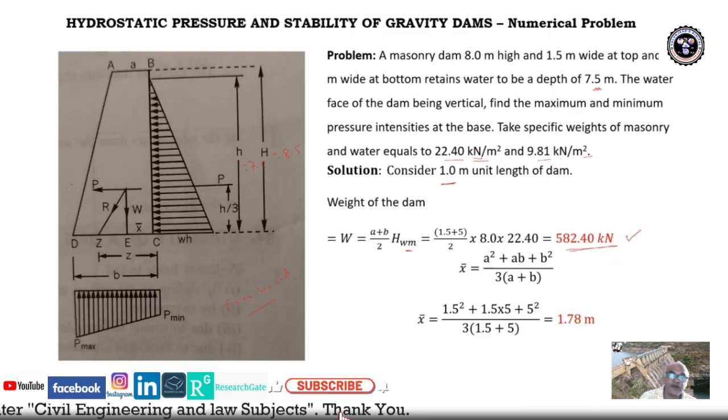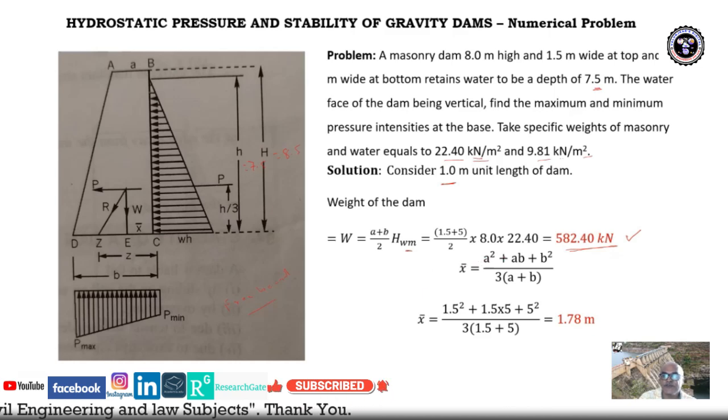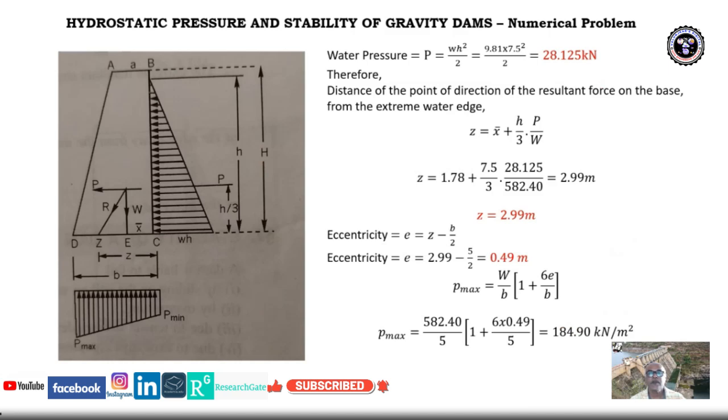Find out the X bar value. X bar is (A square plus AB plus B square) upon 3 times (A plus B), that is the center of gravity or the centroid. So X bar is equal to 1.5 square plus 1.5 into 5 plus 5 square, and substituting the values we get X bar as 1.78 meter. Then water pressure, P is equal to wh square upon 2, that is wh into h upon 2. So 9.81 into 7.5 square upon 2 is equal to 28.125 kilonewton per meter length. This value we obtained here.